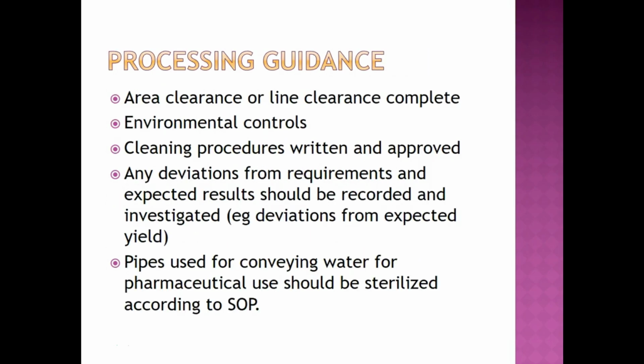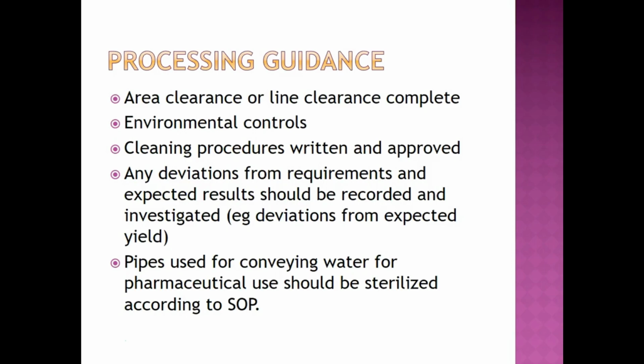There are several guidelines that should be followed prior, during and after each production activity. Area clearance or line clearance should be done to avoid mix-up of starting materials or finished products. In-process and environmental controls should be carried out and recorded routinely. Indication of failure of equipment or services should be monitored, and only equipment in good condition should be available in the production area. Cleaning procedures should be written and approved. Containers should be cleaned prior to use.